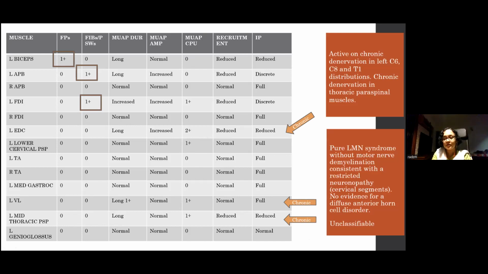So again, this is a pure lower motor neuron syndrome affecting one side, but there's no motor nerve demyelination. So it's a very restricted neuronopathy just in the cervical segments. Currently, there is no evidence for a diffuse anterior horn cell disorder, unclassified. Remember, it's important, even if the patient doesn't have sensory symptoms, to make sure that you do MRI of the spine, because you need to make sure that you're excluding treatable causes.